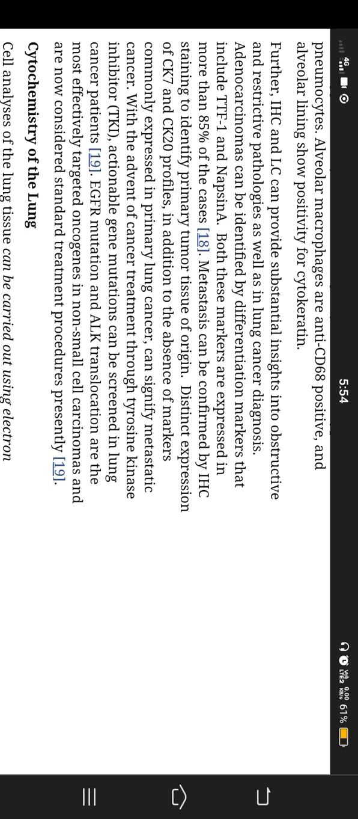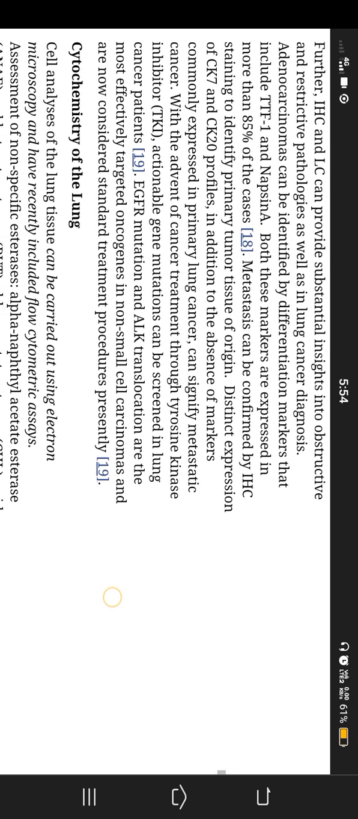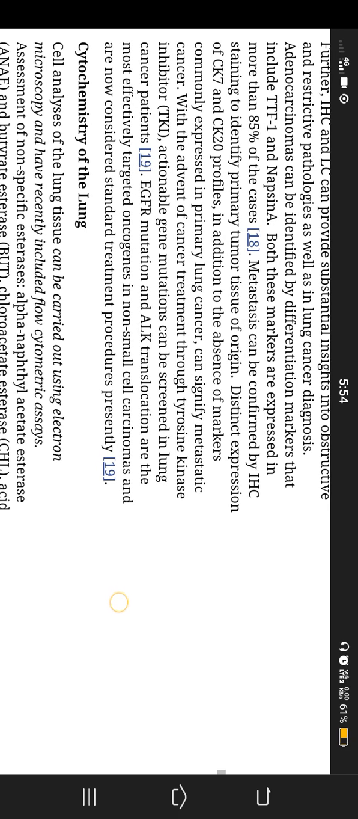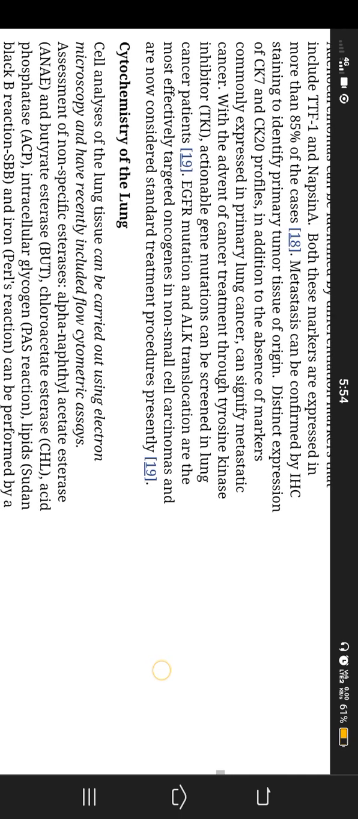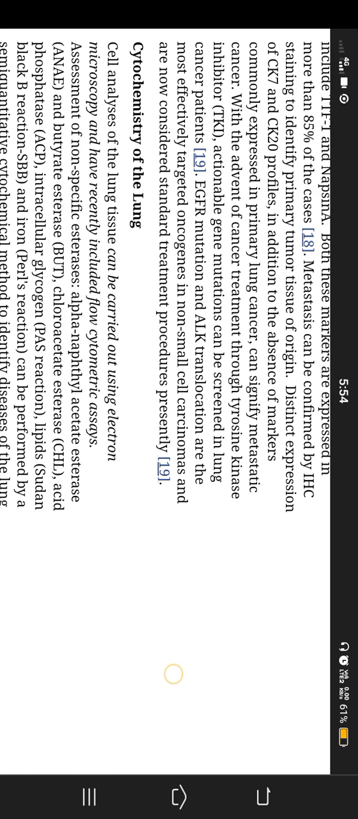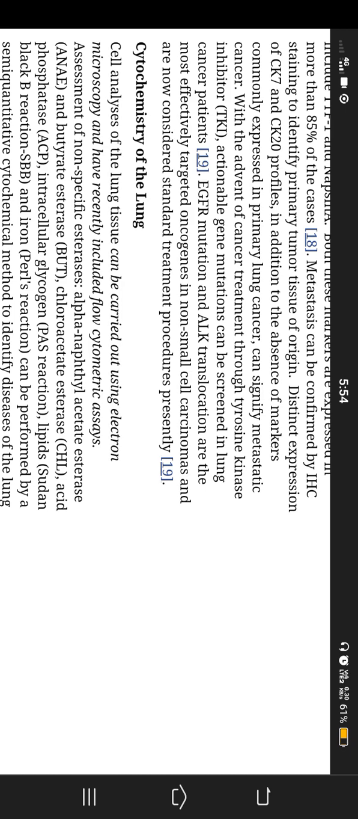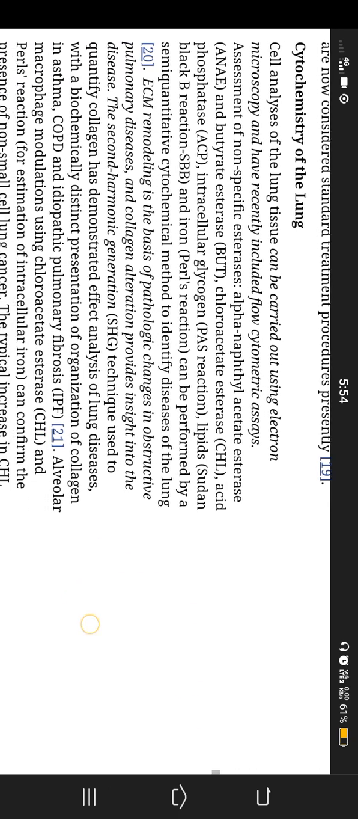Then metastasis can be confirmed by IHC staining to identify primary tumor tissues of origin. Distinct expression of CK7 and CK20 profiles, in addition to the absence of markers commonly expressed in primary lung cancer, can signify metastatic cancer. With the advent of cancer treatment through tyrosine kinase inhibitor or TKI, actionable gene mutations can be screened in lung cancer patients. EGFR mutations and ALK translocation are the most effective targeted oncogenes in non-small cell carcinomas and are now considered standard treatment procedures presently. Then cytochemistry of the lung.